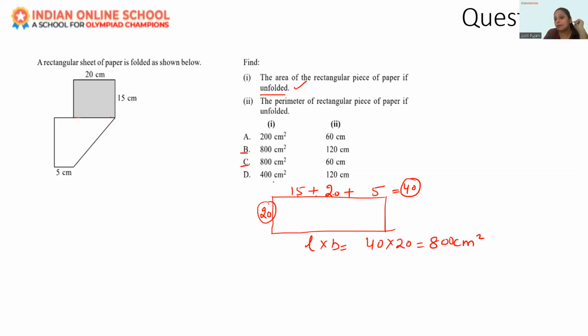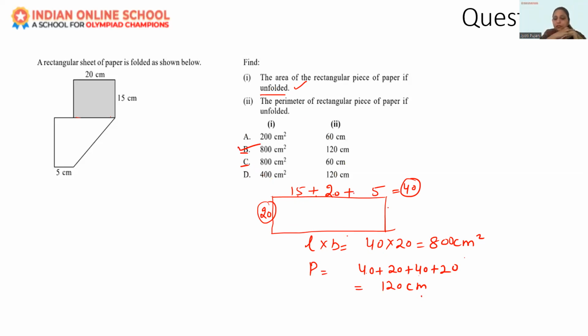Now, what is the perimeter? Perimeter means boundary. So I will add all the boundary, 40 plus 40 plus 20 plus 20. That will be my perimeter. 40 plus 20 plus 40 plus 20. So when I add them, I'm getting 120 centimeter. 40, 40, 80 and 40, 120. So it means 800 centimeters square and 120 centimeter. So B option will be my answer.